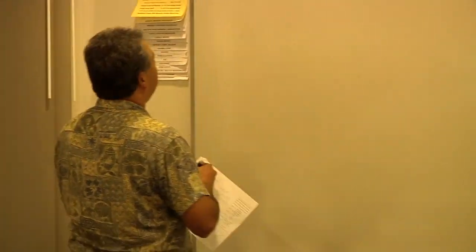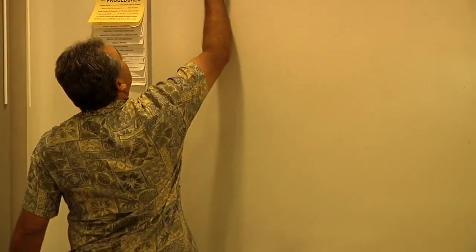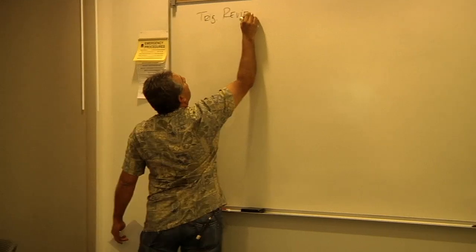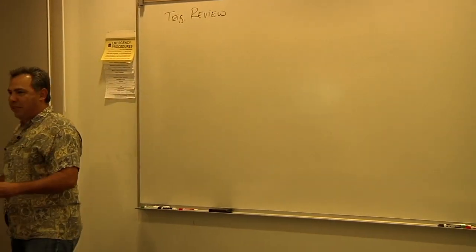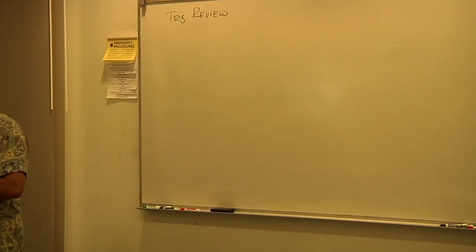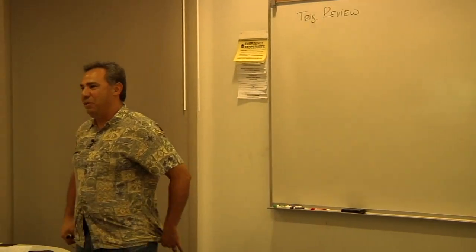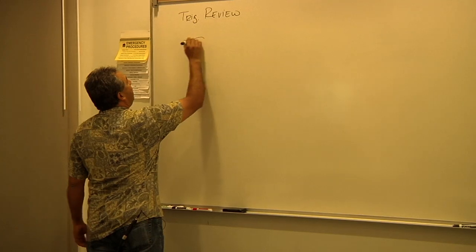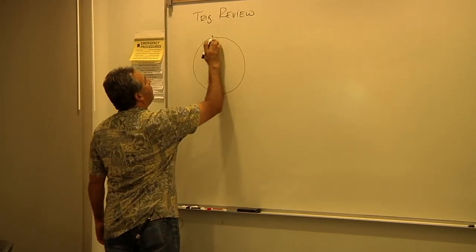First of all, let's talk about trig. Trig review. First of all, where did trig come from, and who invented trig? Newton, yeah, it was Newton. It wasn't Archimedes, it was Newton. And so what he did was he looked at a unit circle.